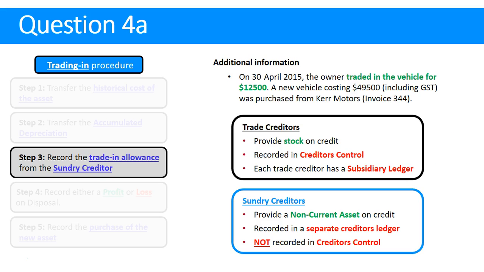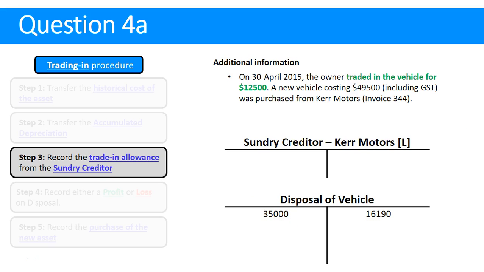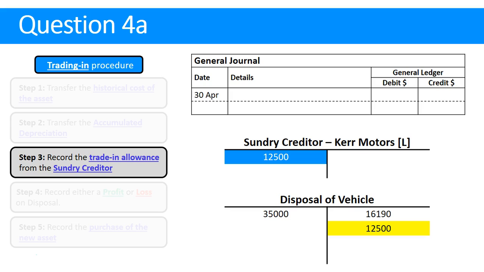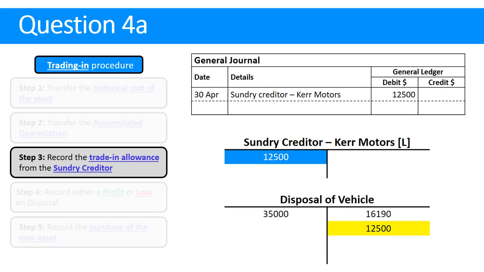So which one are we dealing with? We're dealing with a Sundry creditor. This person has sold us a vehicle that is a non-current asset. So we're going to owe this creditor money eventually for the new car, but first of all, they're going to give us a bit of a discount or a trade-in allowance off the total amount owed for the new vehicle. So we do a debit to their account, which will decrease it effectively when we get to the end of our procedure. Now, every debit needs a credit, so we're going to send that credit to the disposal of vehicle account. So getting our general journal, we'll do a debit to Sundry creditor Kerr Motors.